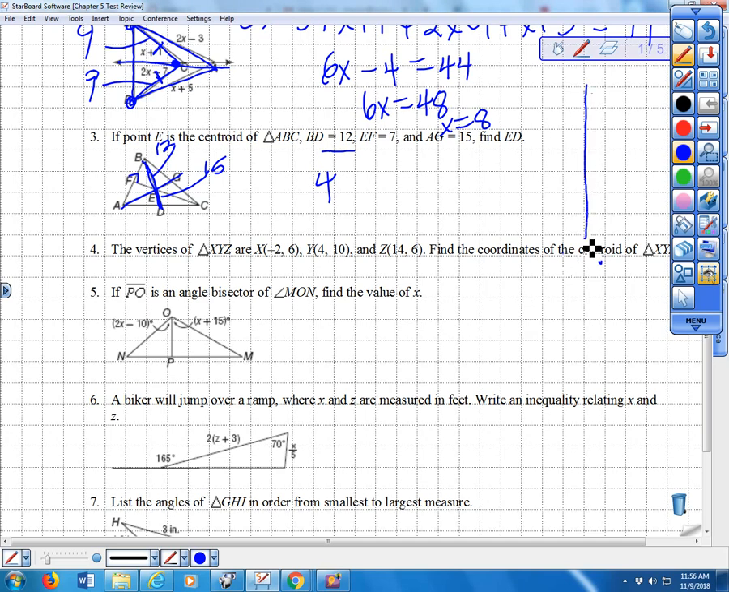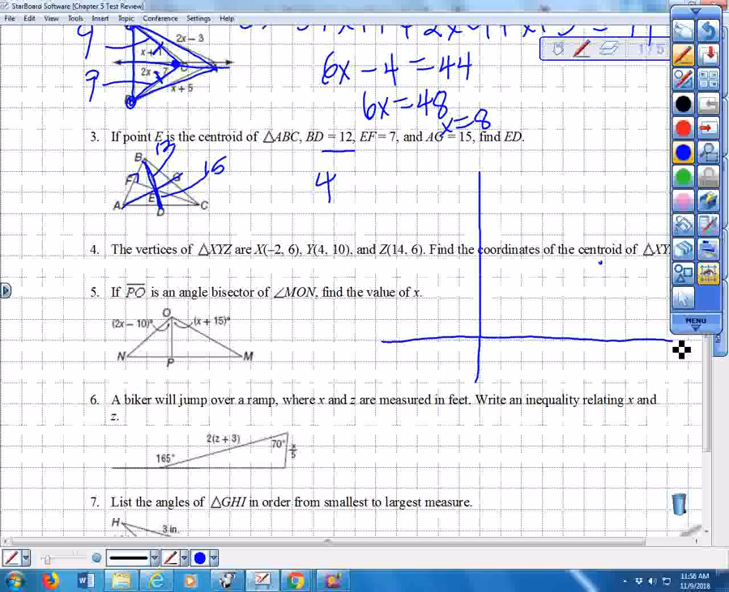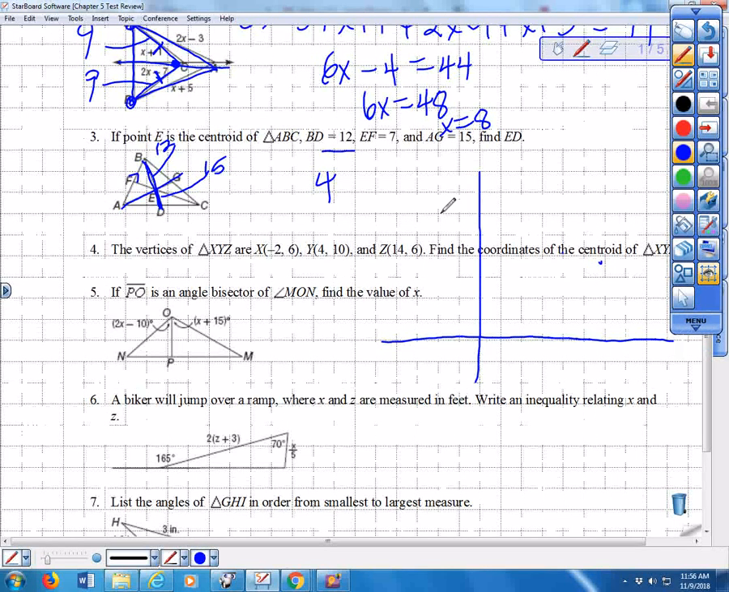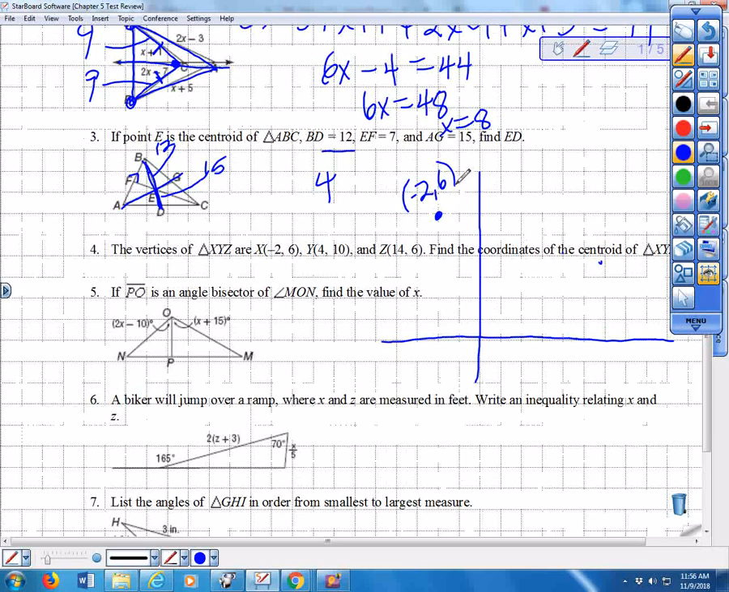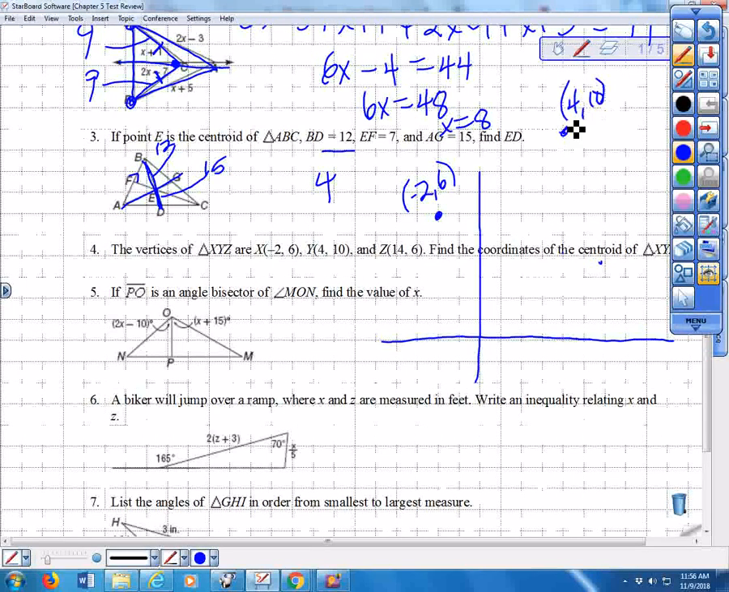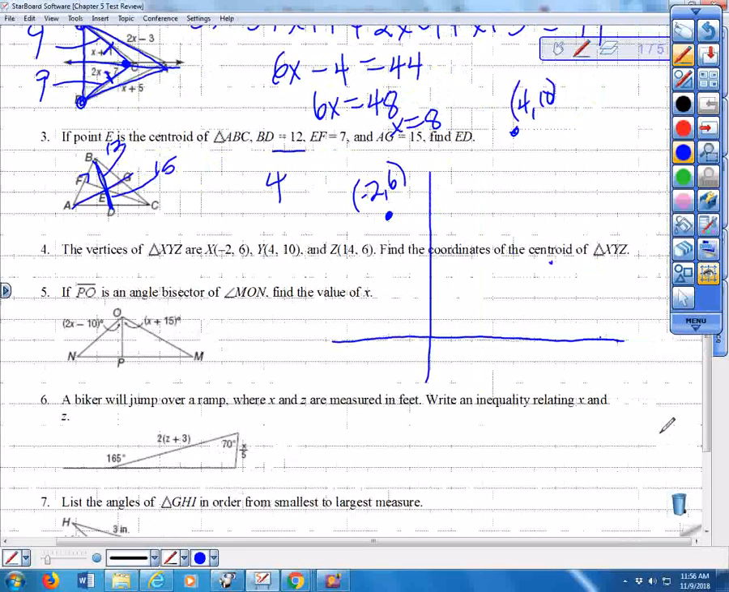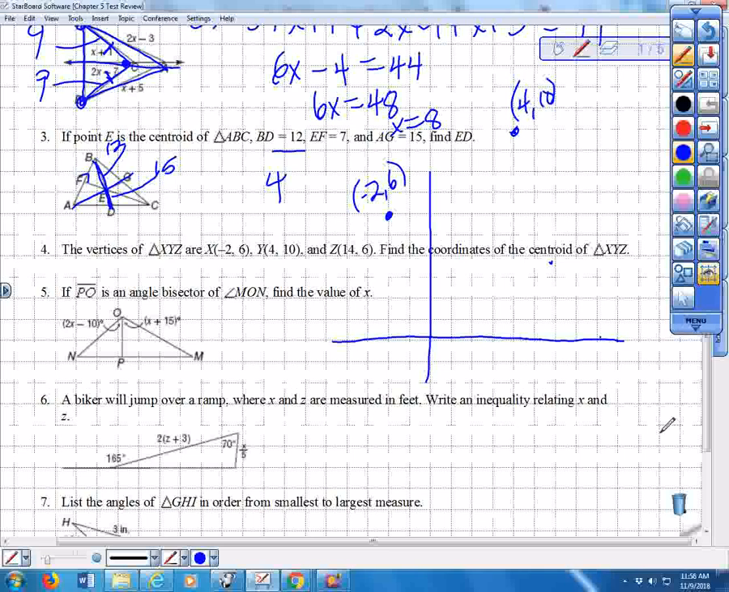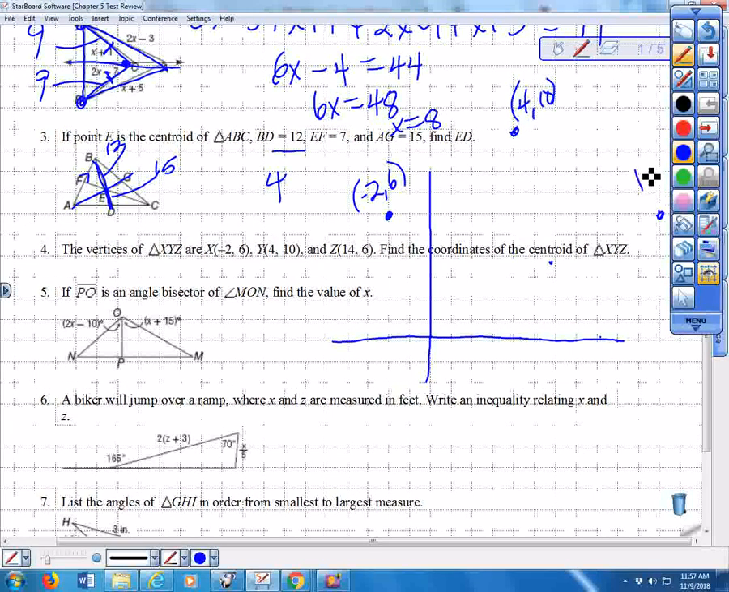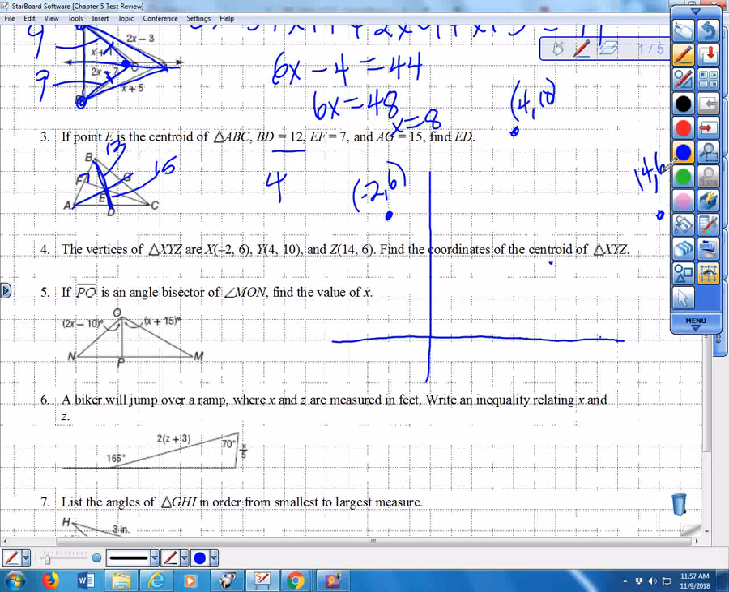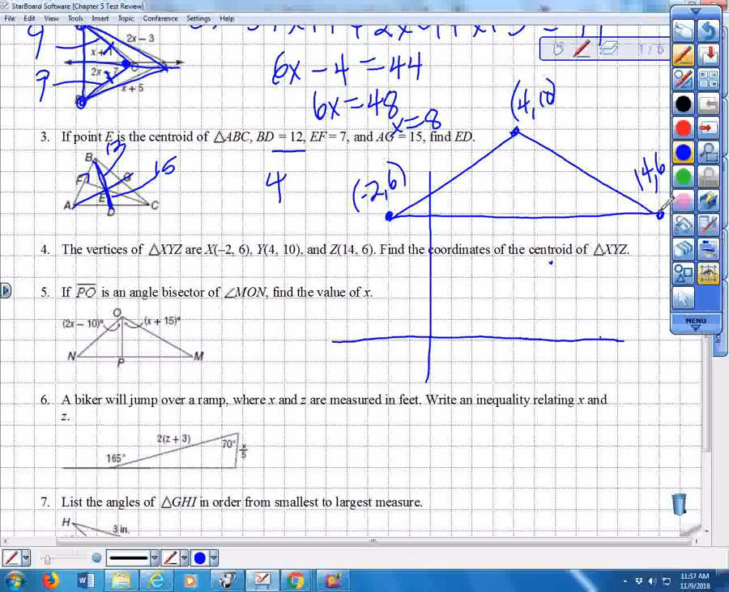I'm going to draw my axes here. So I have negative 2, 6. I have 4, 10. 4, 5, 6, 7, 8, 9, 10. And I have 14, 6. 4, 5, 6, 7, 8, 9, 10, 11, 12, 13. Of course, we're just going to pretend. It's not going to be exact because I ran out of room, but okay. We're going to find the centroid.